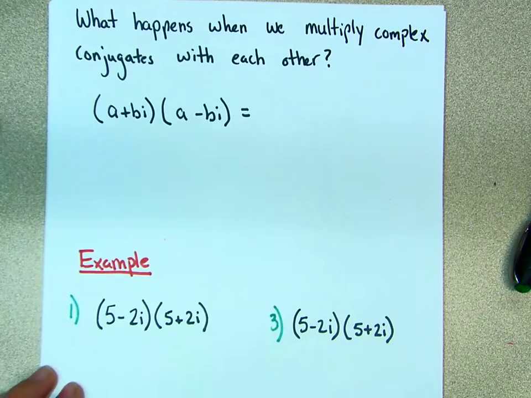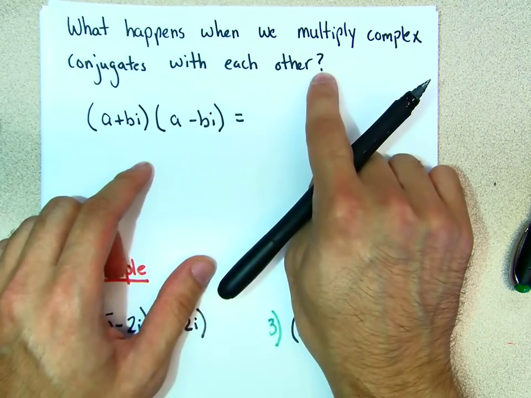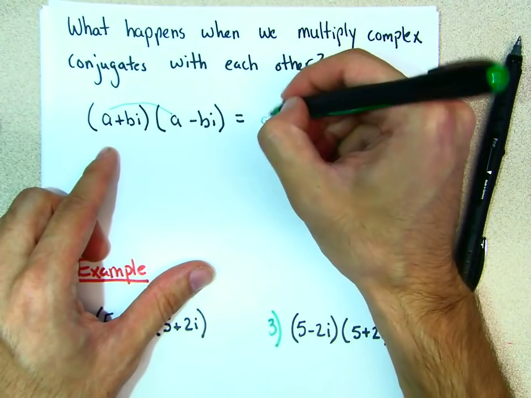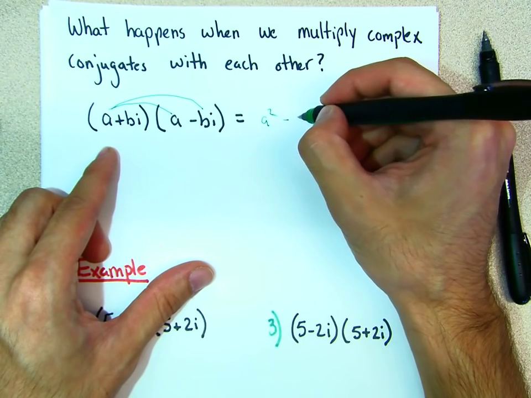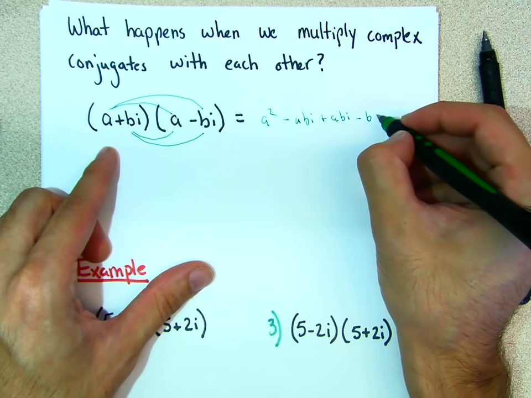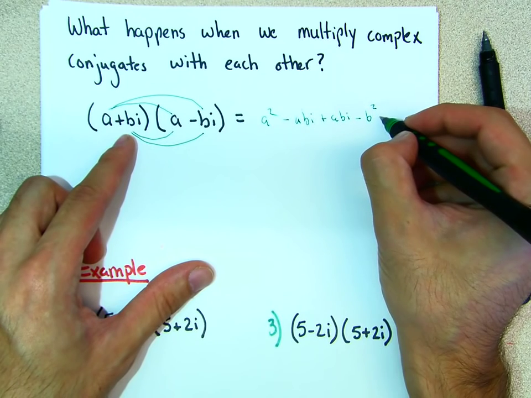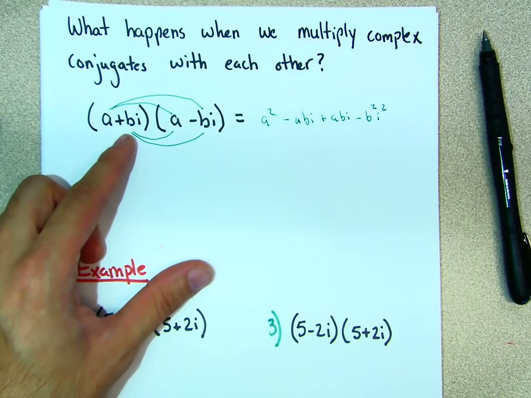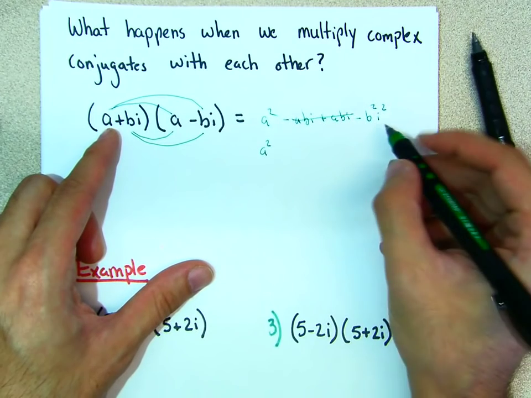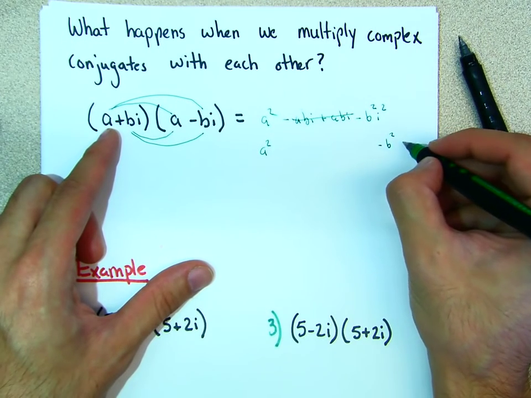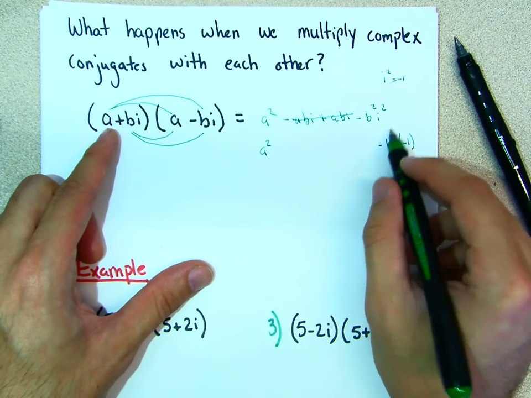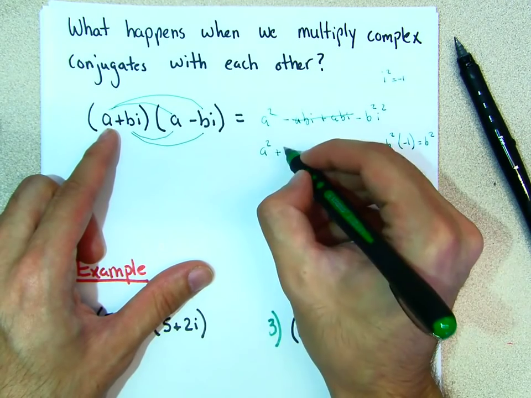So the idea is, what happens when we multiply complex conjugates with each other? Like if I have a plus bi times a minus bi, what do you think will happen? A times a is a squared. A times minus bi is negative abi. This is positive abi. This is negative b squared i squared. Right? So here, the negative abi and positive abi cancel out. So I'm left with a squared. Well, negative b squared i squared, i squared is negative 1. So this just becomes b squared. So this is just a squared plus b squared.